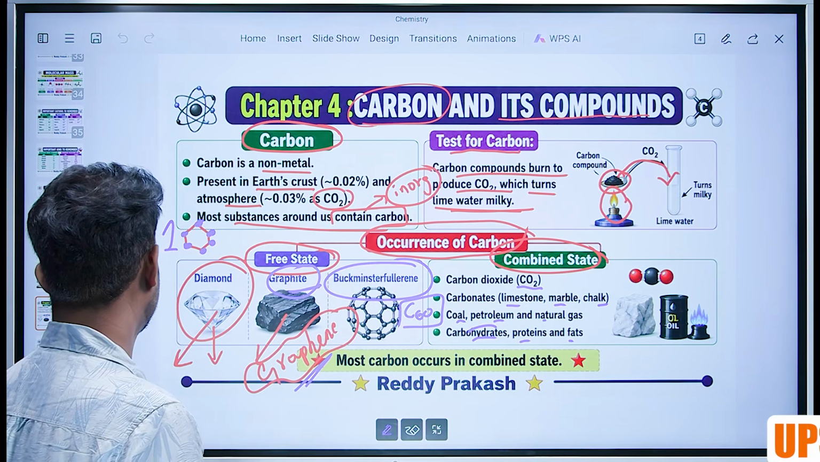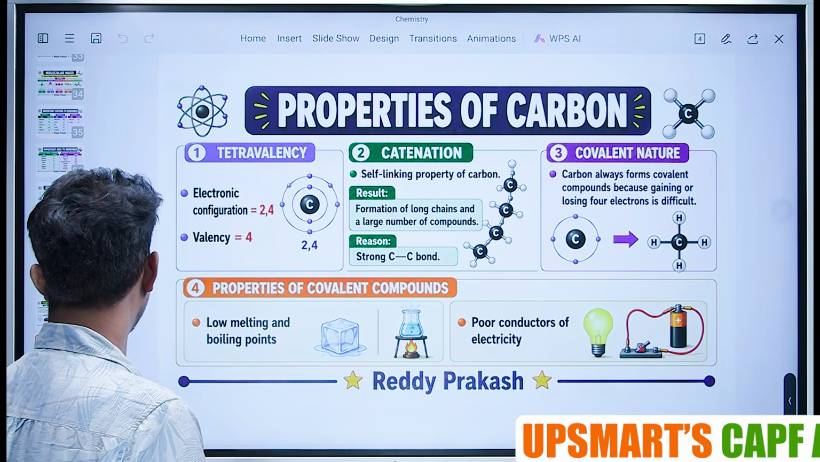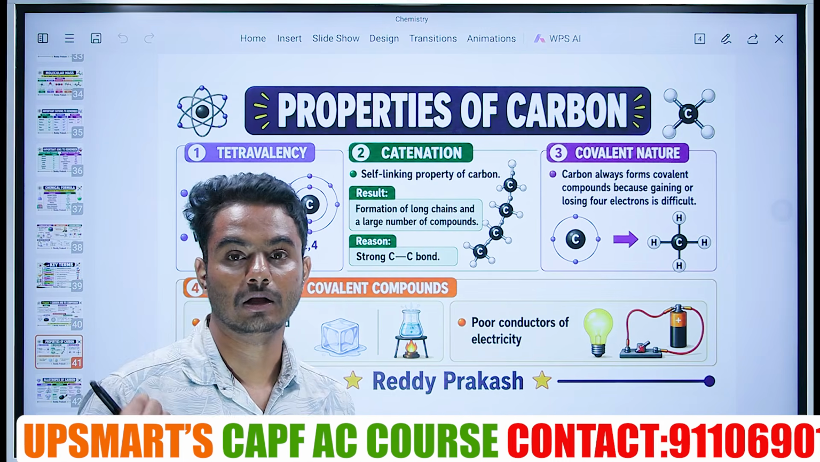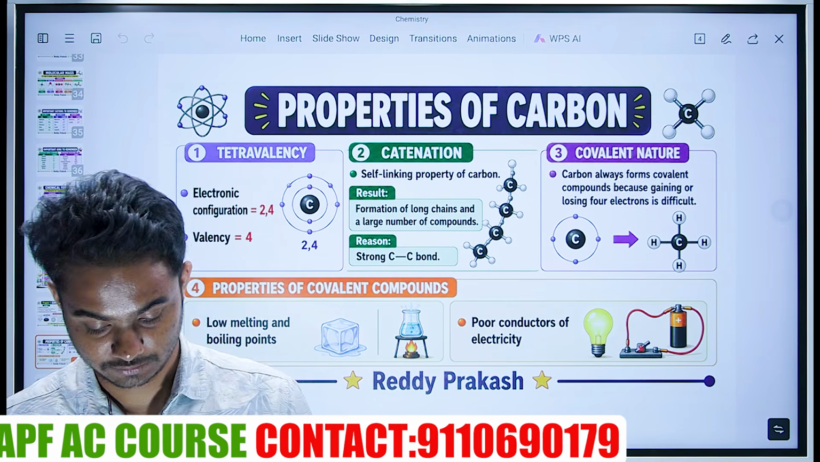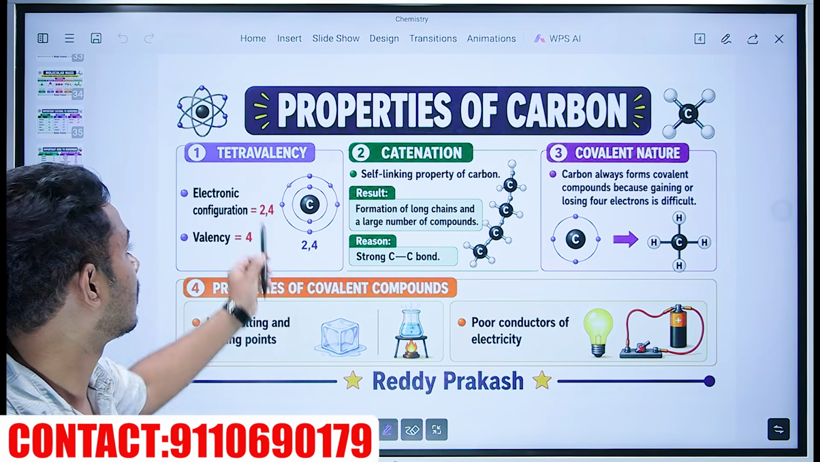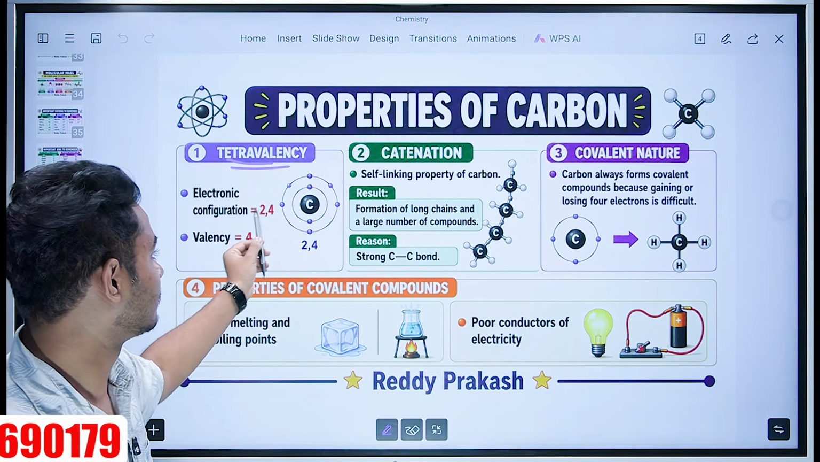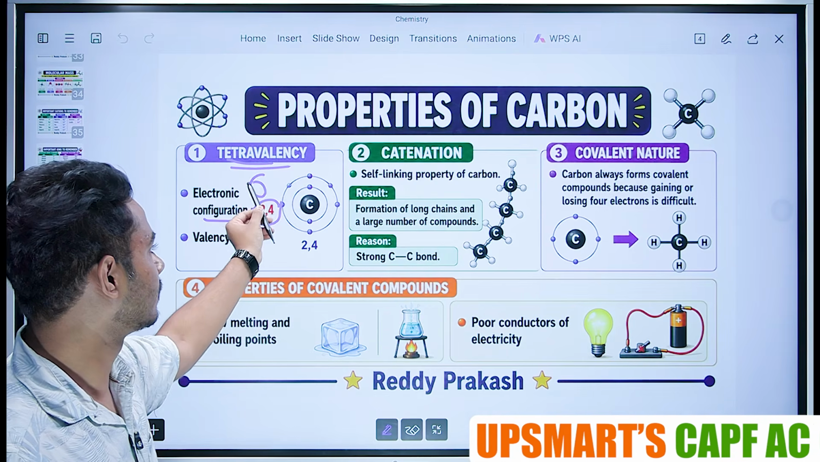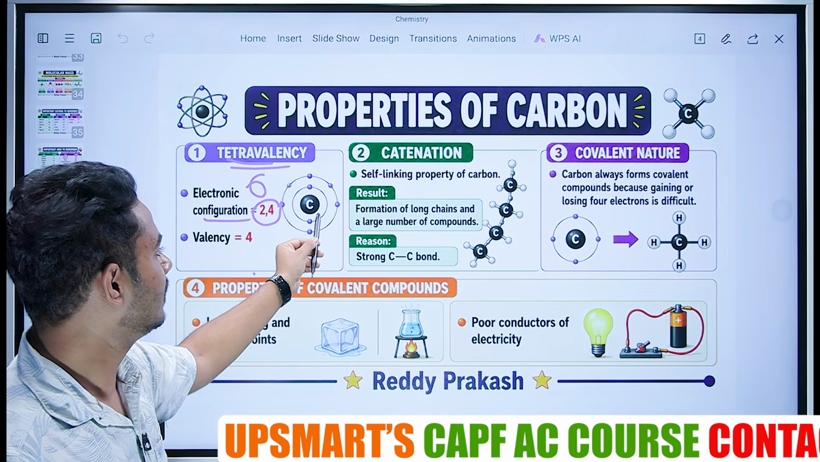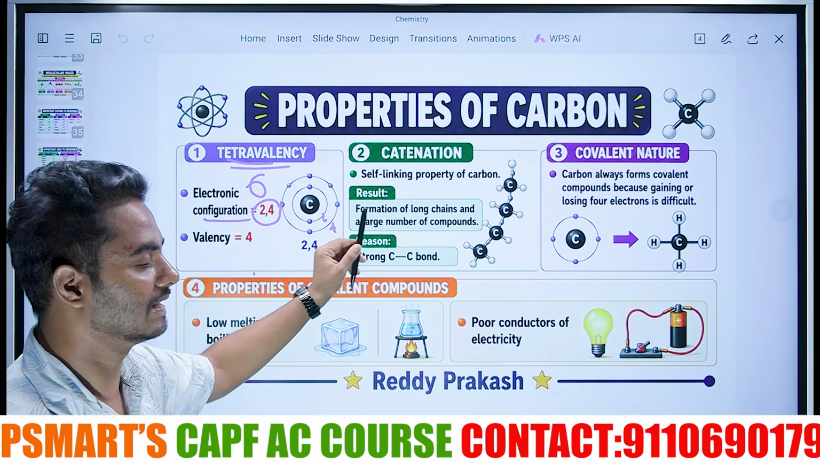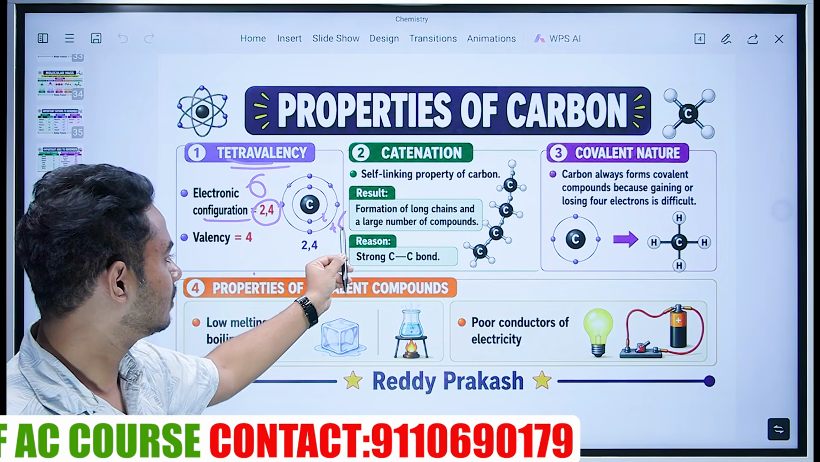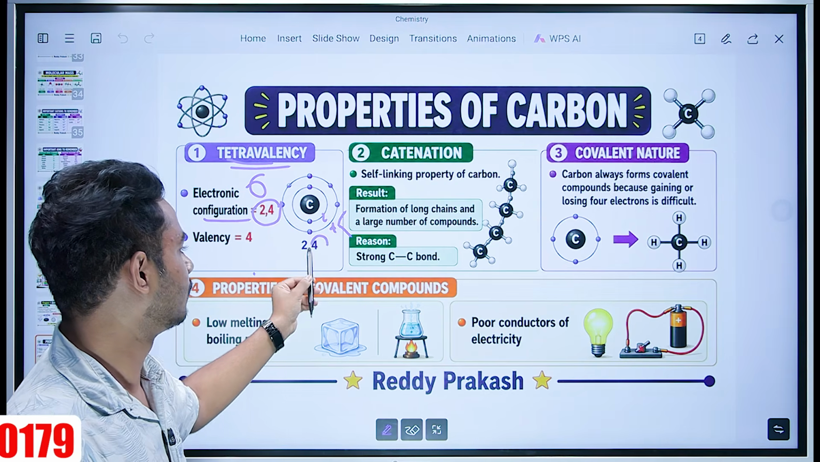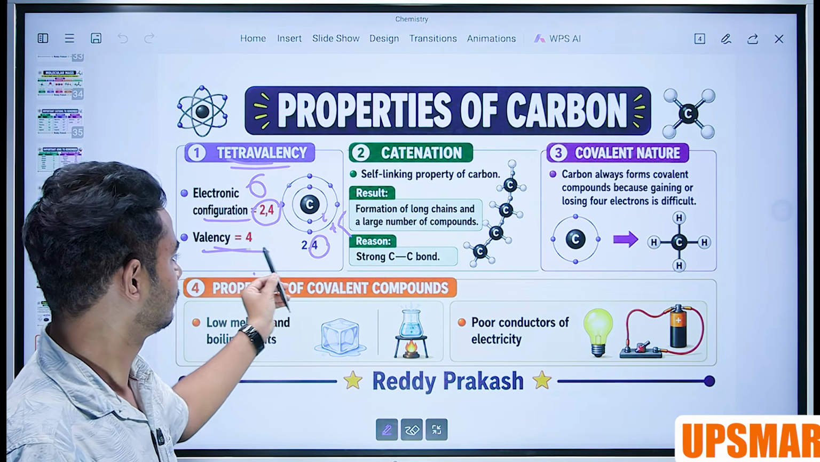So let's move ahead. The second thing is properties of carbon. What are the properties of carbon, sir? How do you think the carbon will behave? Firstly, carbon has tetravalency. I told you why. Electronic configuration will be 2, 4 due to atomic number 6. 6 electrons will be there, 2 in the first shell, 4 in the second shell, L shell. It can't lose 4, it can't gain 4. Energetically very difficult. So the valency will remain 4.